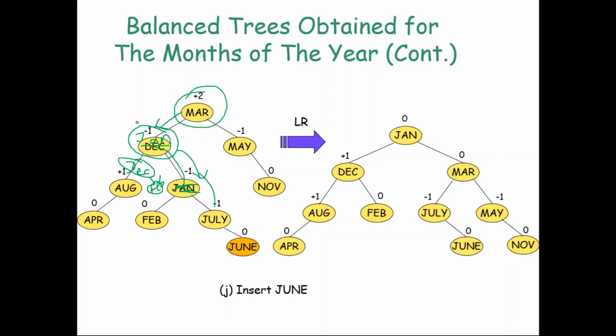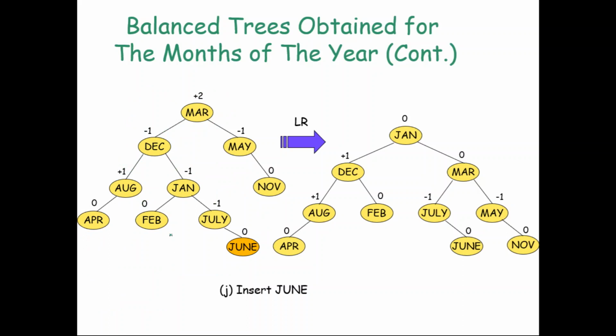Then you have to do a right rotation. When you do a right rotation, Jan should go here, and March will come down. But Jan has a right subtree, which means this entire part, July and June. Feb is not a part of that. July and June are greater than Jan, so when you move to the right, it will become the left part of March. I think there are a lot of strikeovers here.